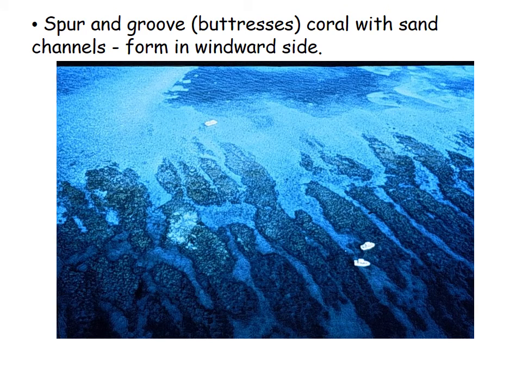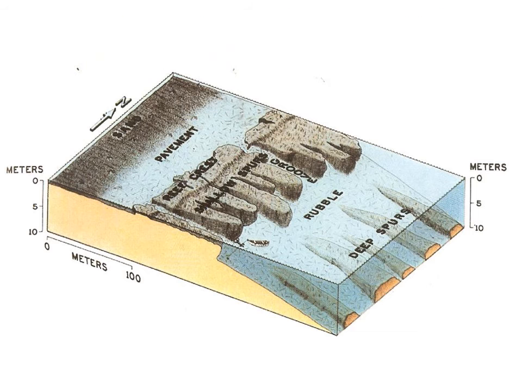Okay, spur and groove. It's a buttress. And what happens is it forms a windward side, and the windward side is the side that gets all the sand. That's the one that's out to the ocean, not the one that is towards the land itself. Okay, and a buttress is something that is used to fortify and build up and support and prevent the destruction of. So spur and groove in the coral is actually very important for protecting the coral reef itself. Okay, you can see here are the spurs and the grooves.